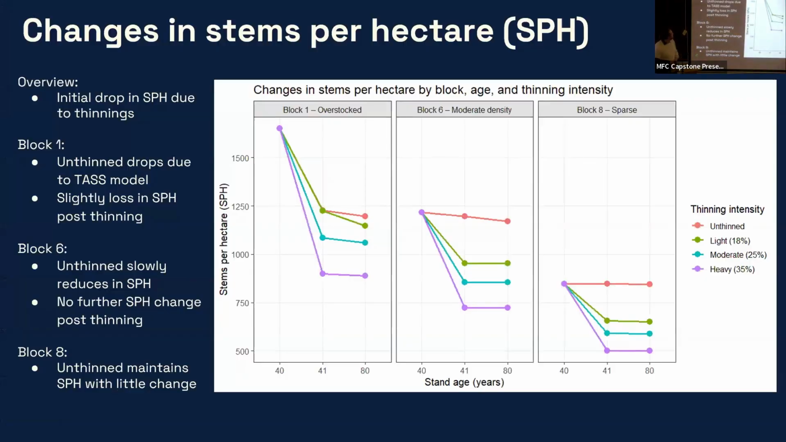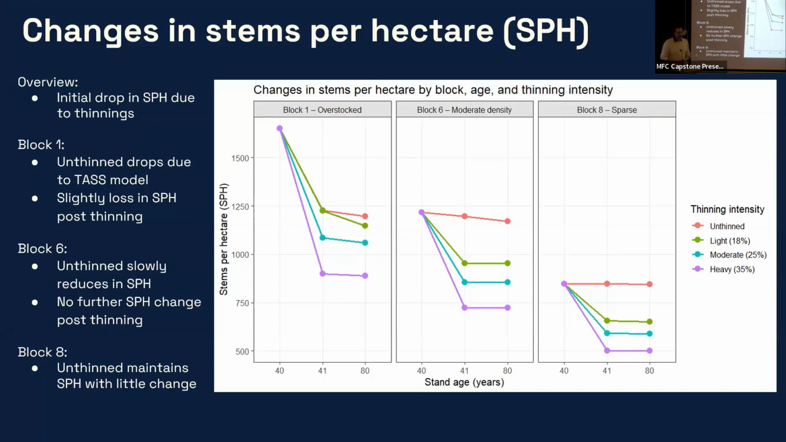Going into the results. For changes in stems per hectare, you'll notice that from 40 to 41, there's an initial drop in all the thinning standards. This is due to the removal of volume from the forest. One thing to note is in block one, you'll see the unthinned also drops as well.